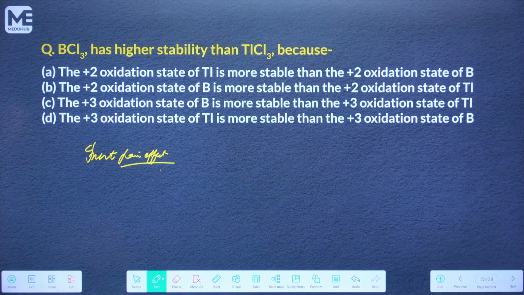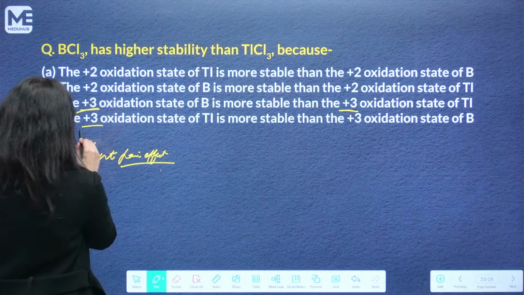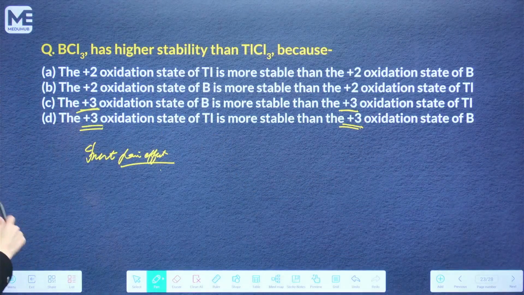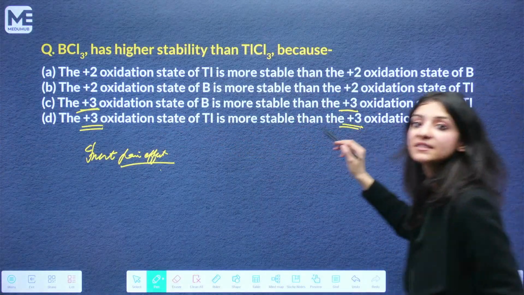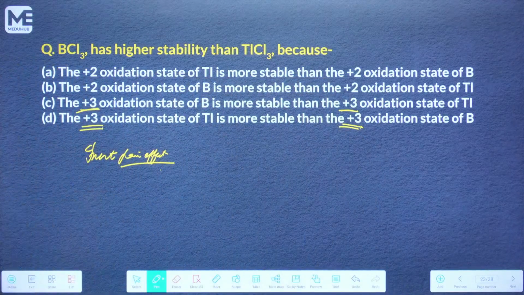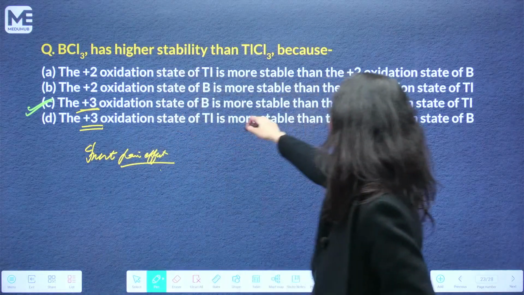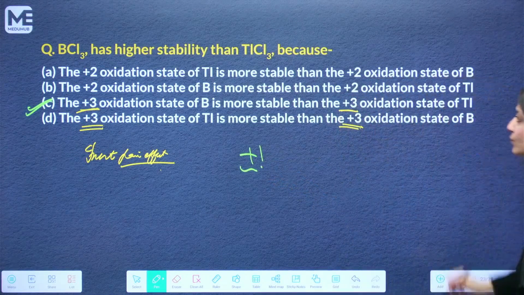What would be the answer? Options C and D are talking about the +3 oxidation state. So options C and D are making more sense, right? So the +3 oxidation state of boron is more stable than the +3 oxidation state of thallium. That is correct. Hania, Varshini, Nontu, Rishabh, yes, all of you are correct. For thallium the +1 state becomes progressively more stable when you move down the group.